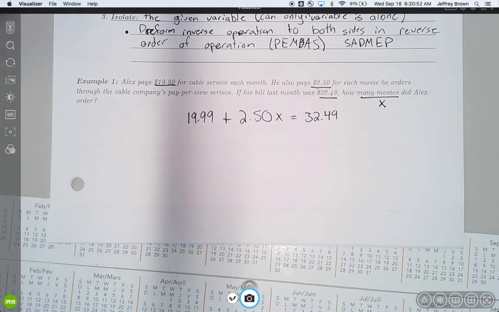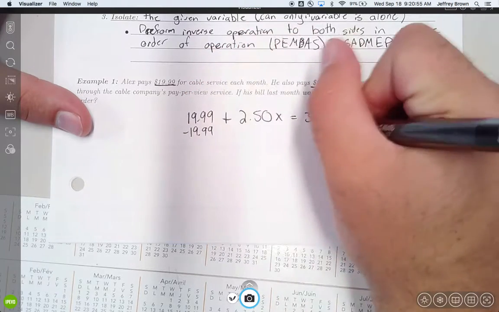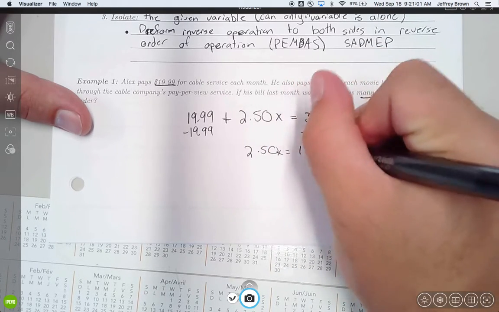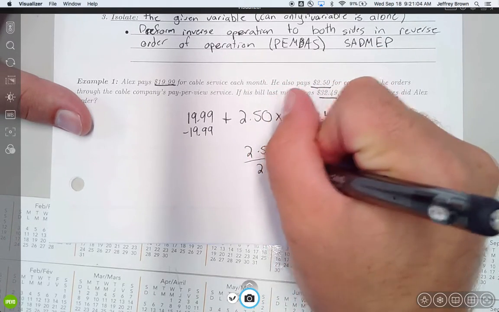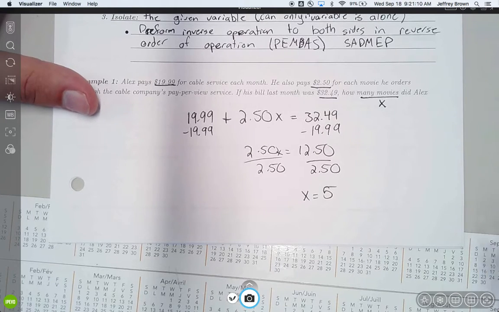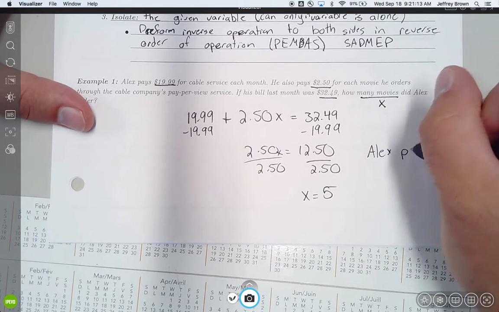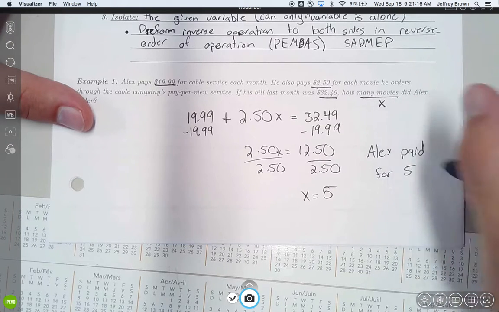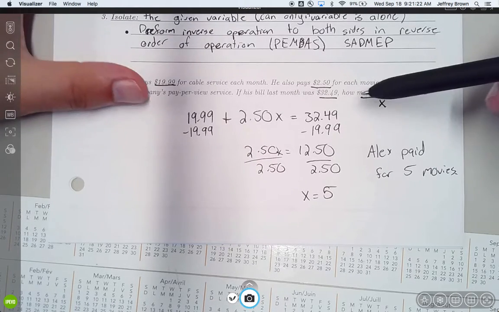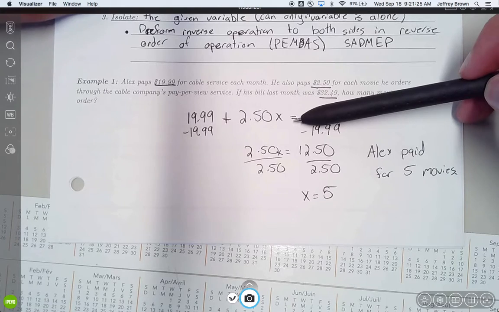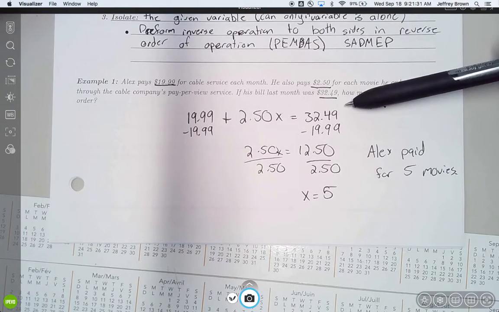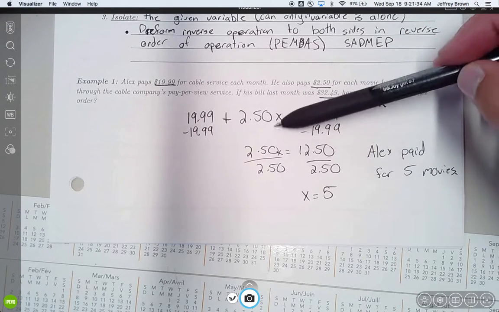I can then go ahead and solve that. So I'm going to subtract my $19.99 from both sides, which gives me 2.50x is equal to 12.50. I can then divide by 2.50 on both sides, getting that x by itself, and x here will equal 5. So what that tells me is that Alex paid for 5 movies in that given month. Okay, so quick story problem, get your equation set up. Then it's just a matter of isolating this variable. This one I did not have to combine or simplify on the sides either. I just had to get this x by itself, so I moved the 19.99. That's furthest away from the x, that's the adding and subtracting. Then I do my multiplication and division and divide by the 2.5.